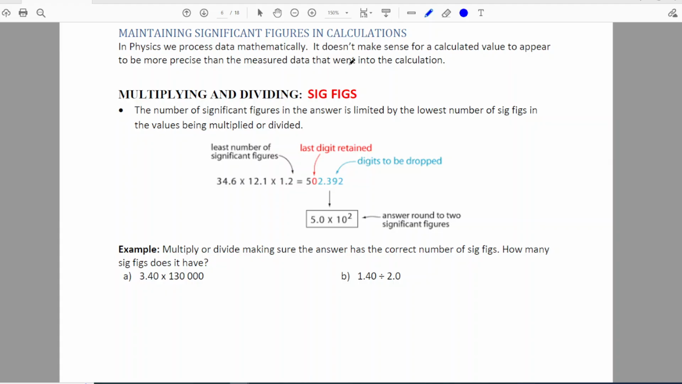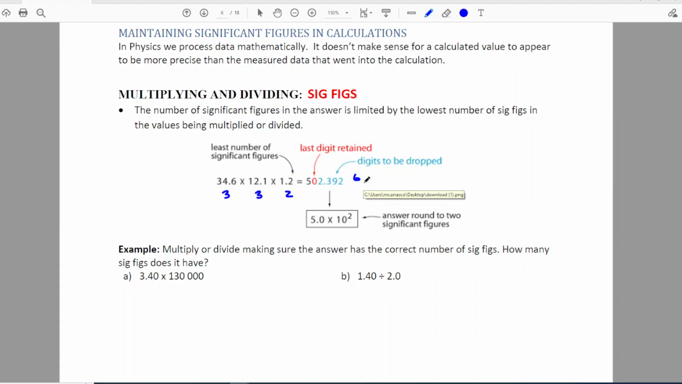And it doesn't make any sense for a calculated value to be more precise than the measured data that went into the calculation. For example, if you were to take these three digits, so 34.6 times 12.1 times 1.2, you get 502.392, which is 6 significant figures. But in my question, I had a number that had 3 significant figures, 3 significant figures, and 2 significant figures. So how can I answer with more precision than any of my data was given with?